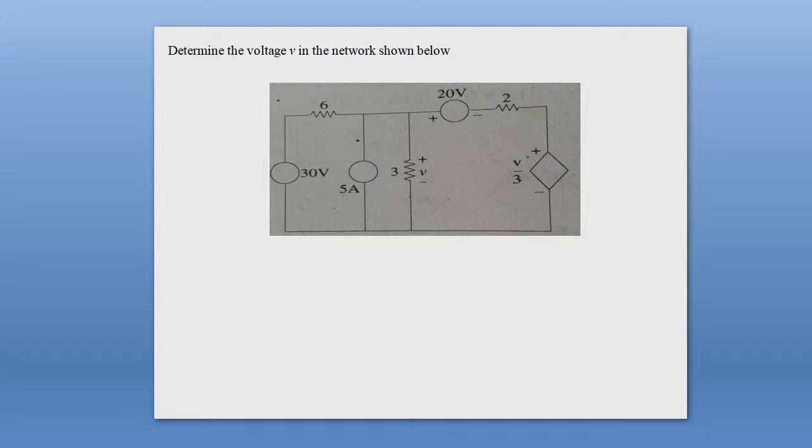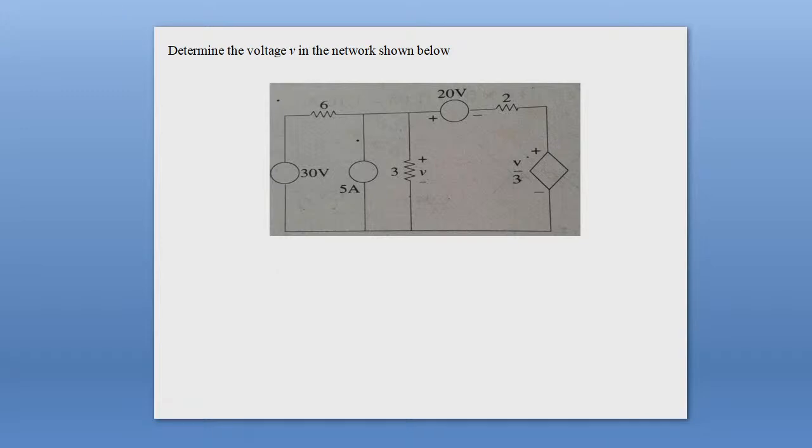You must consider the dependent source. Don't replace the dependent source by a short or open path. So can anyone help me to solve this problem? How do you solve this problem? Can anyone tell me how to solve this problem?